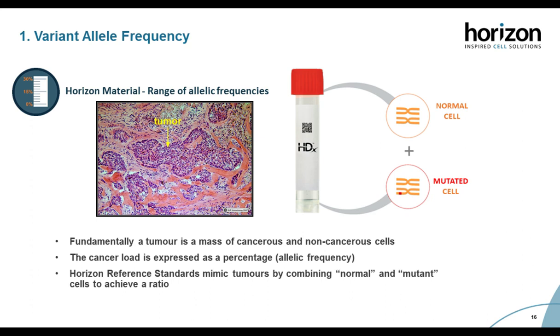Fundamentally, a tumour is a mass of cancerous and non-cancerous cells, and so therefore, as mentioned, the cancer load is expressed as a percentage, the allele frequency. Horizon reference standards are able to mimic tumours by combining normal and mutant cells together to achieve the ratios outlined in the previous products. So we can really create the allele frequencies that are required.